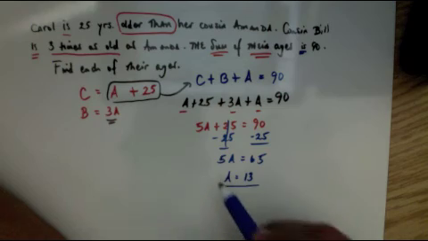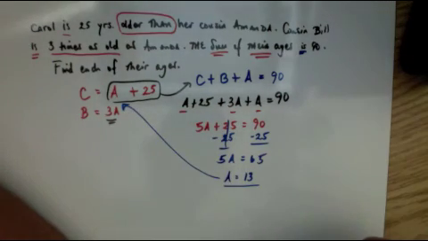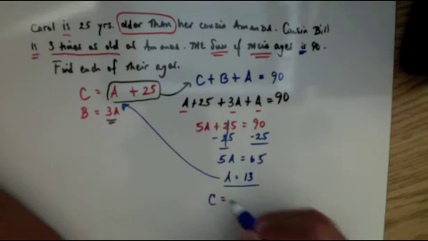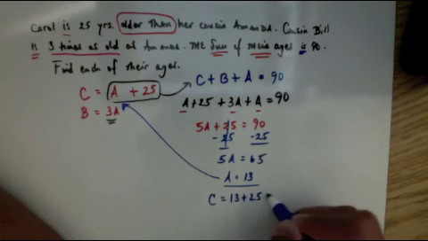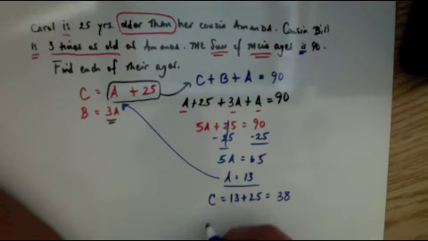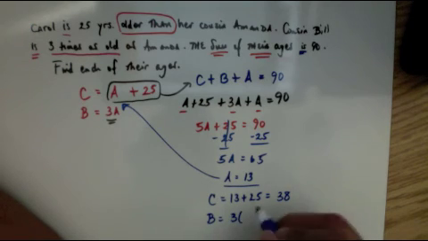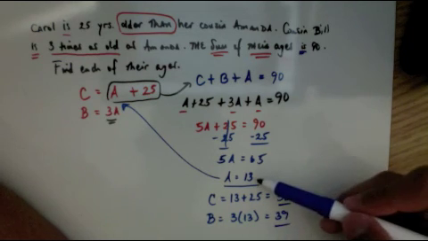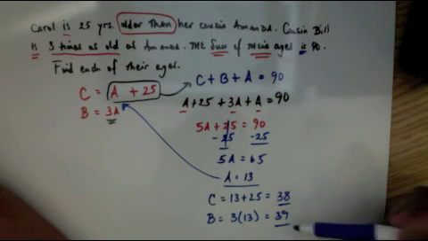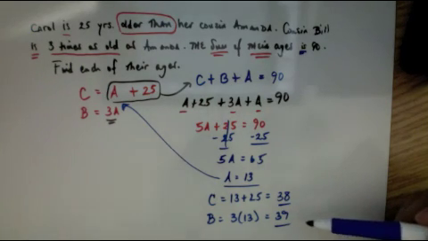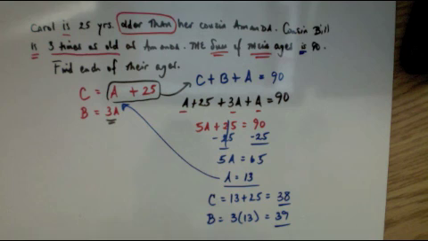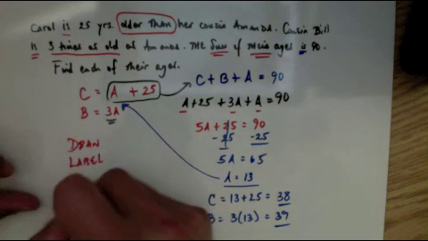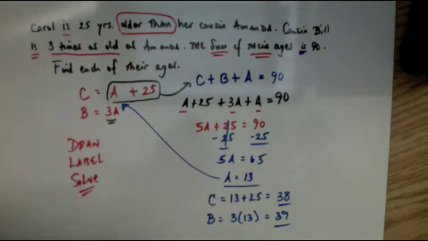Okay, now that I have Amanda, I have to go ahead and find out Carol. So I can plug it into these 2 values. So Carol is 13 plus 25, which is 38. And cousin Bill is 3 times Amanda's age, which is 13, 39. So Amanda's 13, Carol is 38, and Bill is 39. Alright guys? So this one's a little bit different, but remember, draw it out, label as much information as you can, and then go ahead and solve it. And hopefully it'll start making more sense.